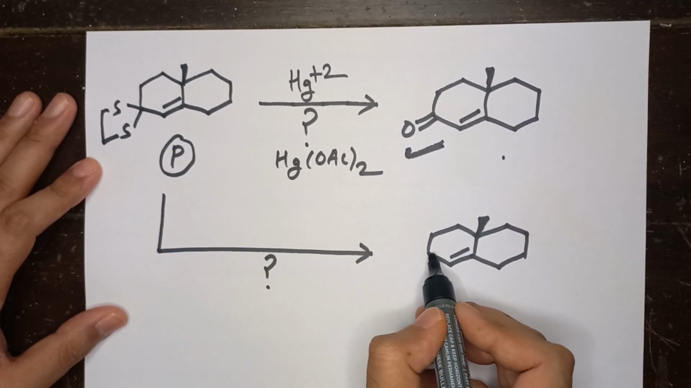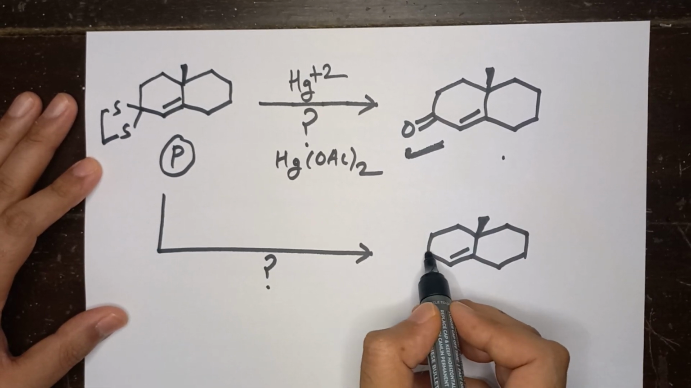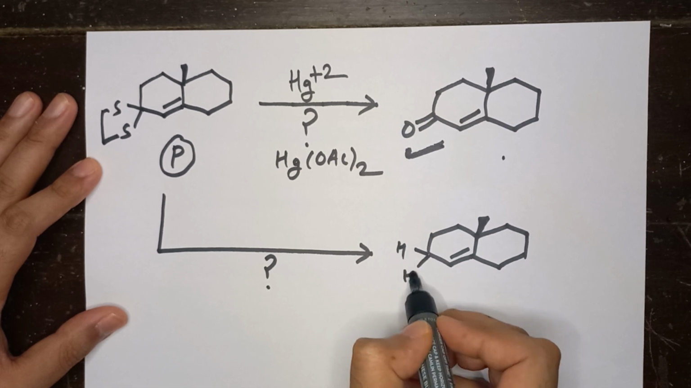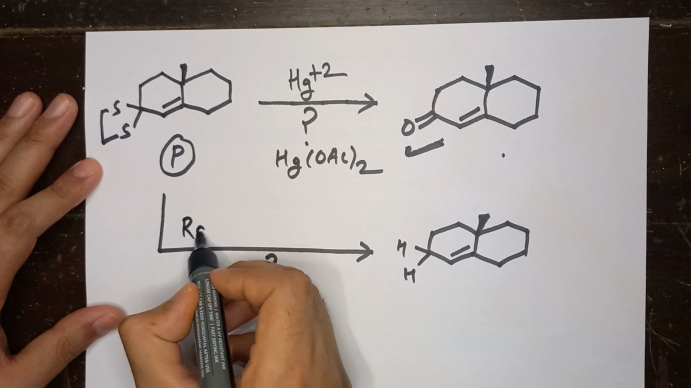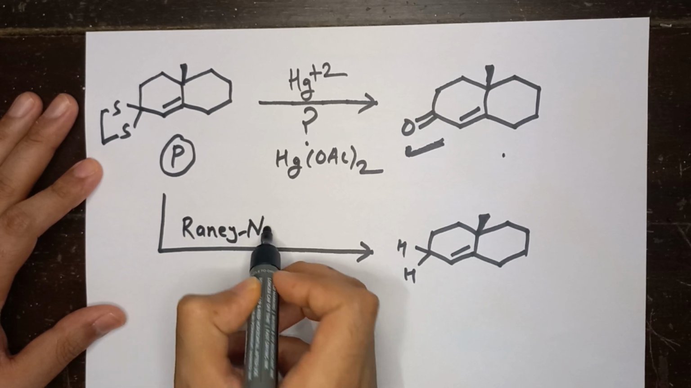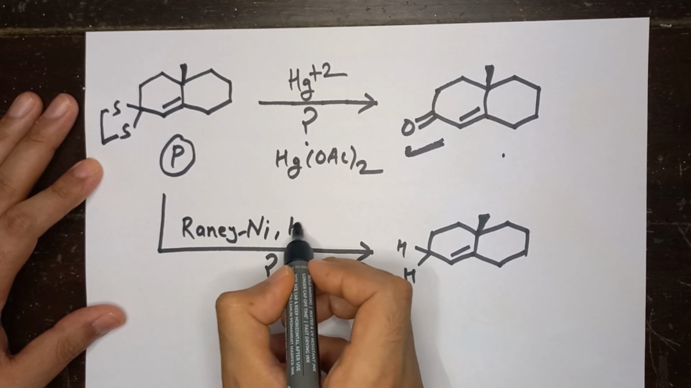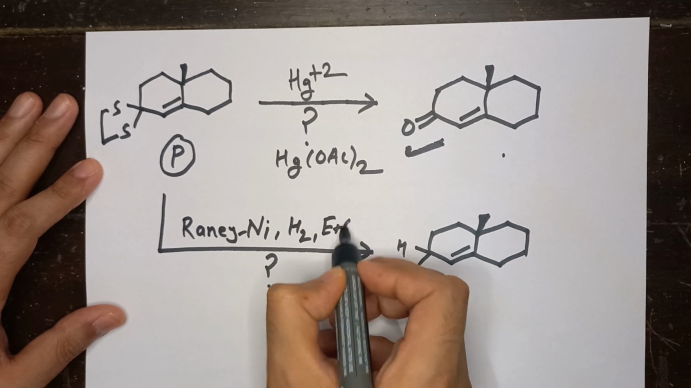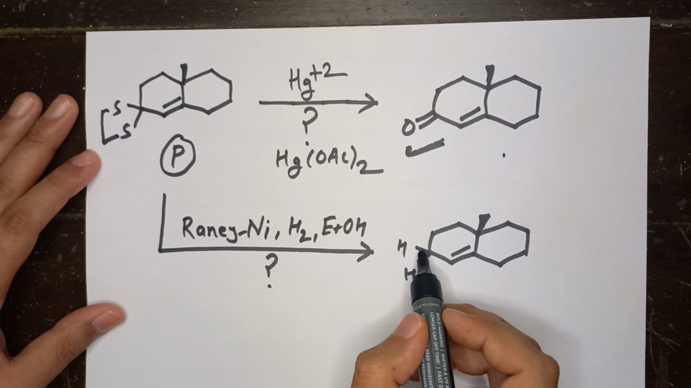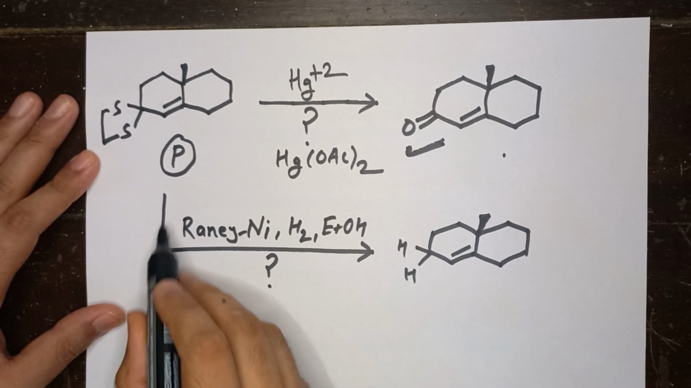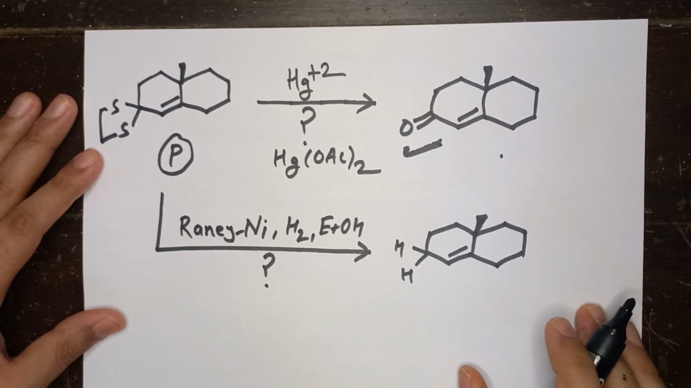Now I want to convert it into a hydrocarbon. Then the reagent you can use is a metal. You can use Raney nickel, for instance, in presence of H2 and ethanol, and you will comfortably get the hydrocarbon this time.